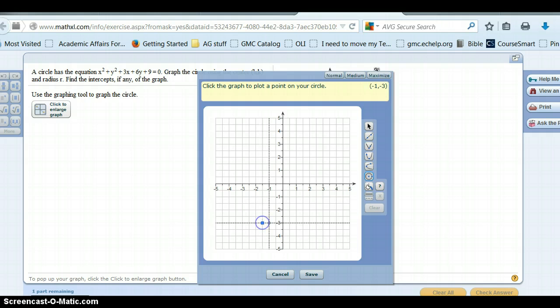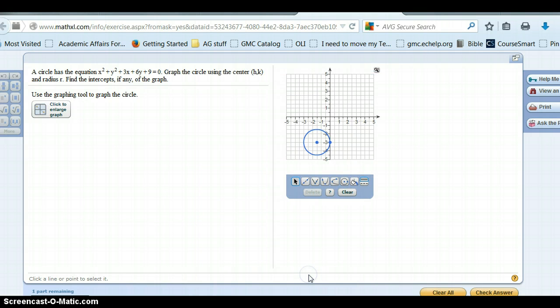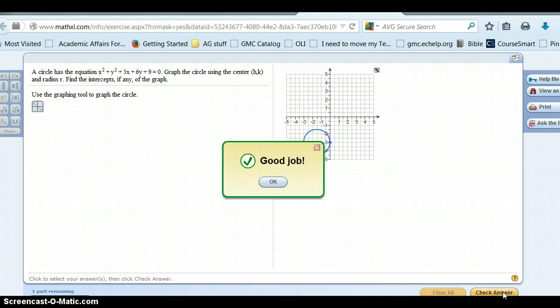So I'm just going to move 1.5 to the right. Make sure you keep your circle. See how the horizontal line has come up? Keep it straight so that you can click right there. Then you can click Save and check your answer and see that we got it right.